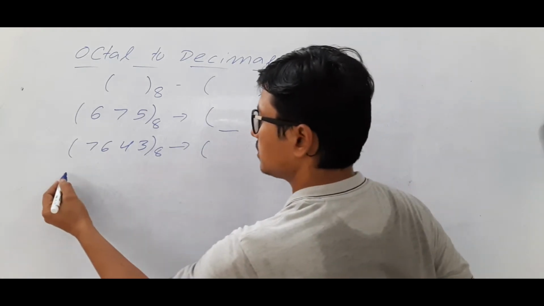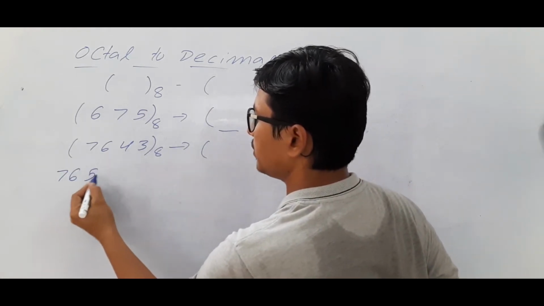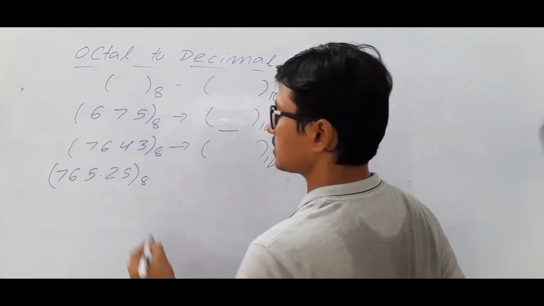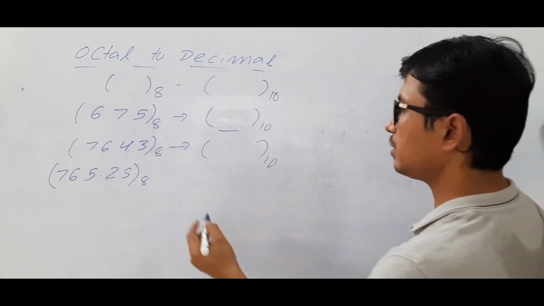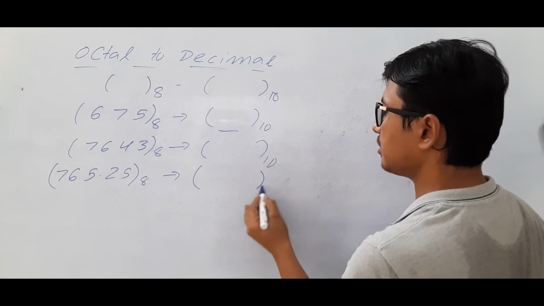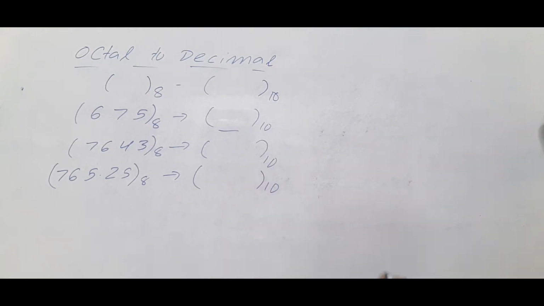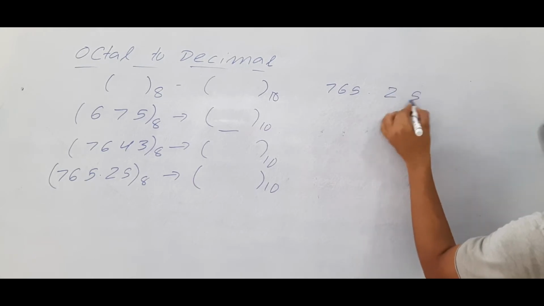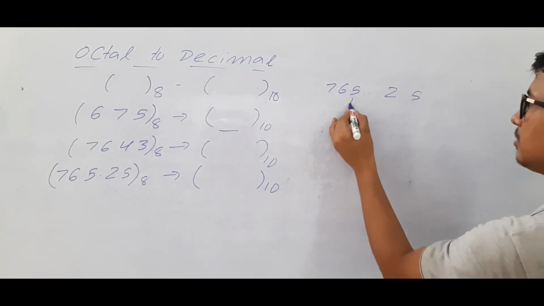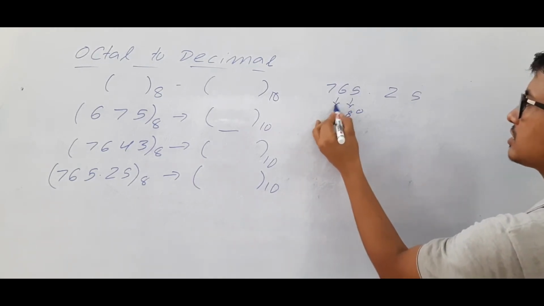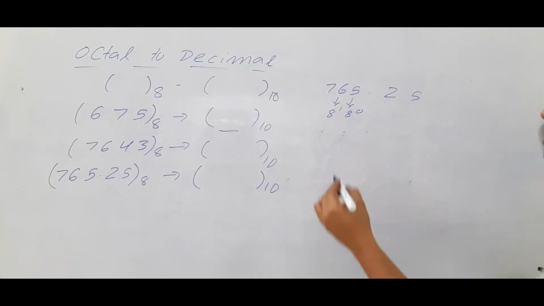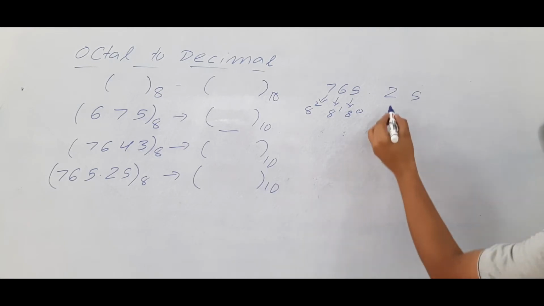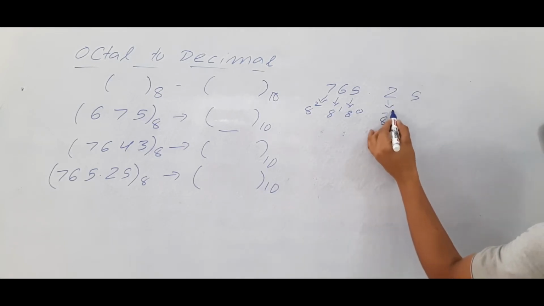Let's take 765.25, base 8. Now I want to convert it into base 10 format. Now how will I do it? Take 765.25. The weight of the 5 is 8 power 0. The weight of 6 is 8 power 1. The weight of 7 is 8 power 2. And the weight of 2 is 8 power minus 1.